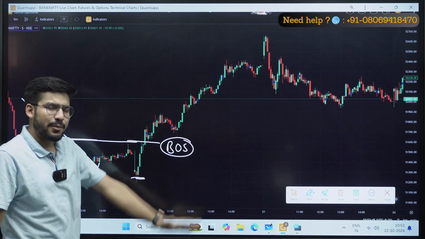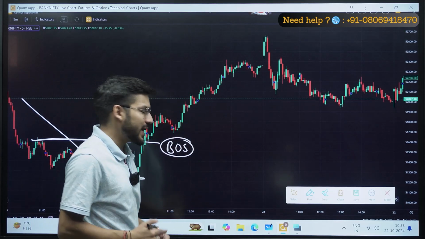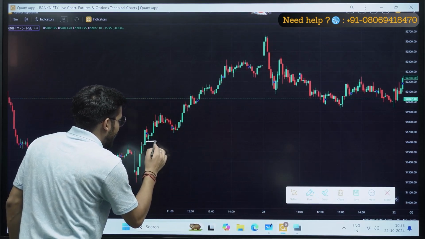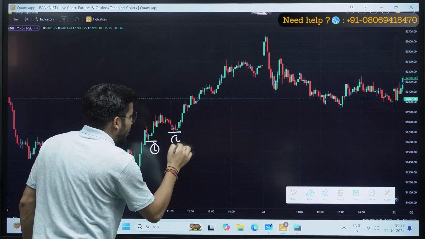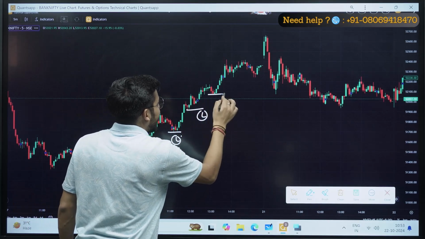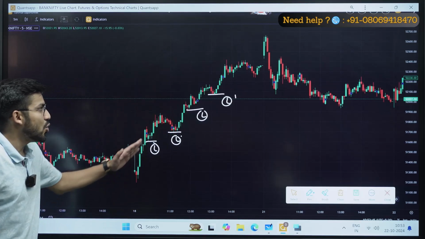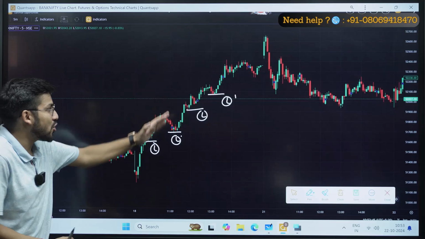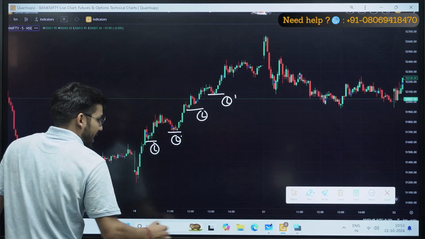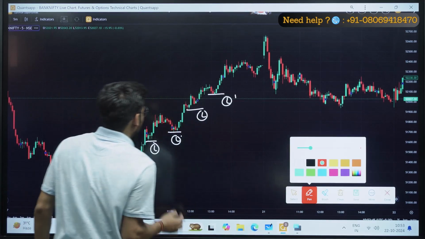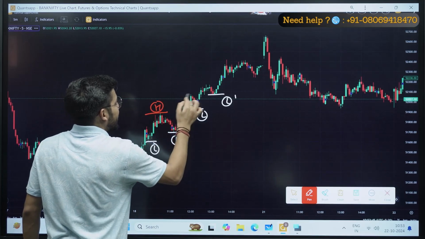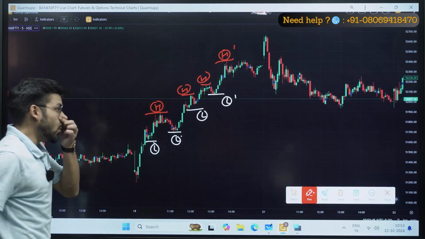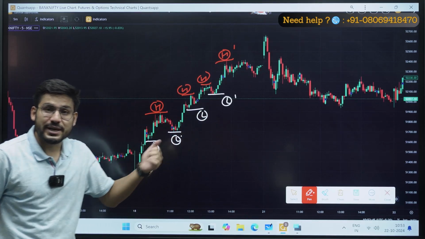Now is this uptrend strong or not, how to analyze? So let's see. As I have told you, the market is making a low, then again a new low, then again a new low, and you can see the lows are not getting broken. So that means this trend is stronger. As well, every time there is a new high, then a new high, then a new high, and a new high, right? So I got to know this is an uptrend and a good uptrend as well.